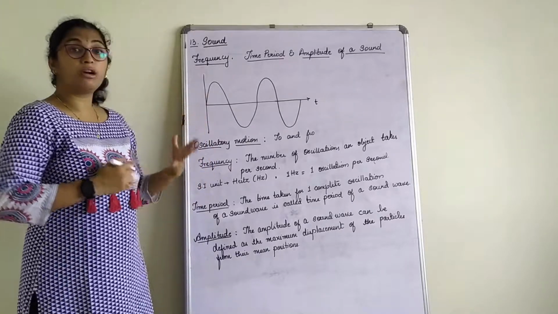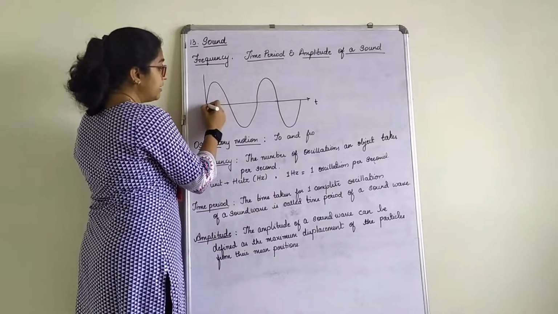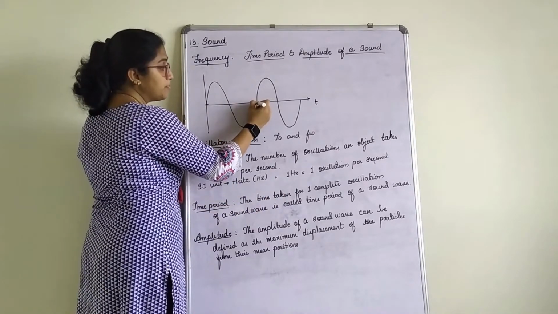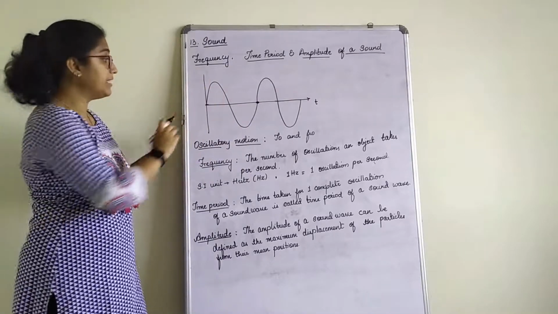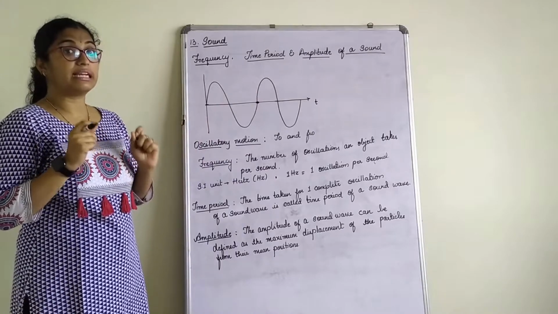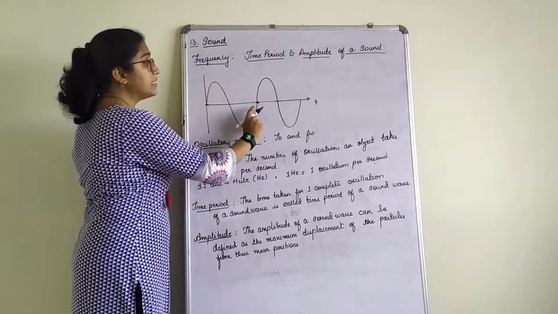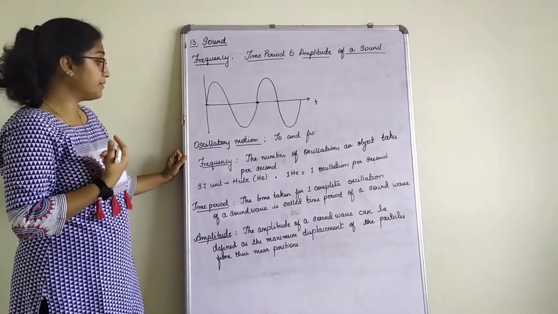Whenever we talk about the sound wave, we draw it in this manner. From this point to this point, this is one complete sound wave, right? From here to here, there is a disturbance created in a medium which is called a sound wave, with respect to the time axis, right?